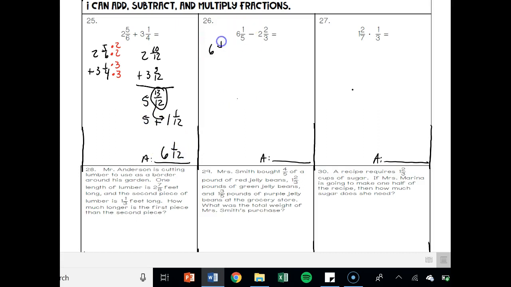I'm going to help you set up the subtraction problem. Remember, you need common denominators. I would pause the video and try and do it yourself. So remember, you're going to need what your common denominator is here. Okay? Number 27, multiplying fractions, mixed number.